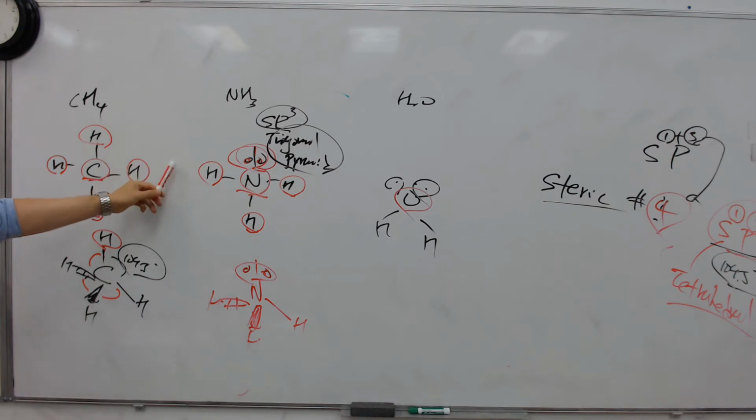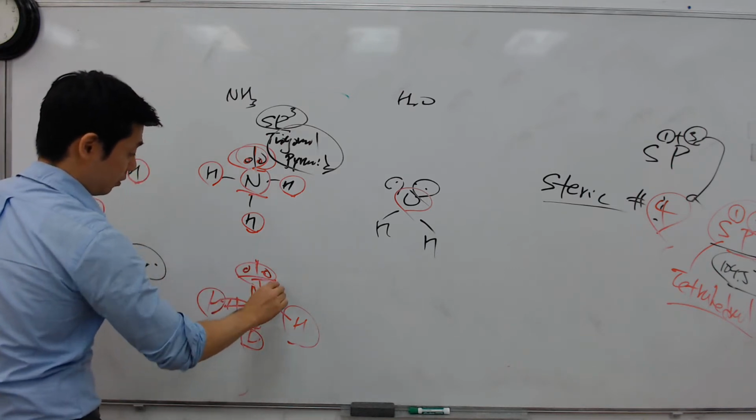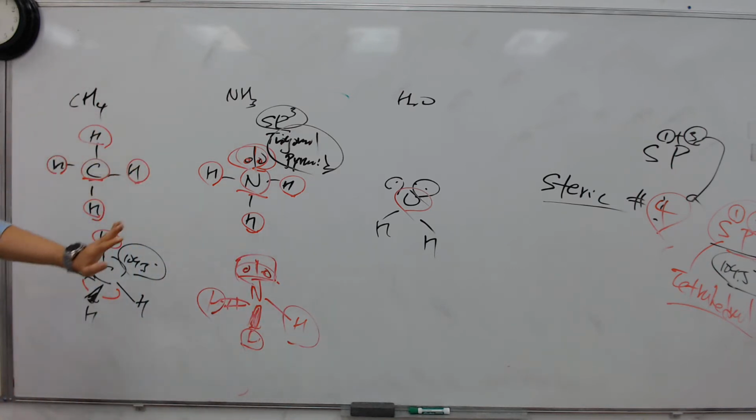So it's called a trigonal pyramid. That's what we call it, guys. NH3. So keep in mind, guys, three of these and one lone pair. Whenever you see sp3 with one lone pair, you know it's a trigonal pyramid, right?